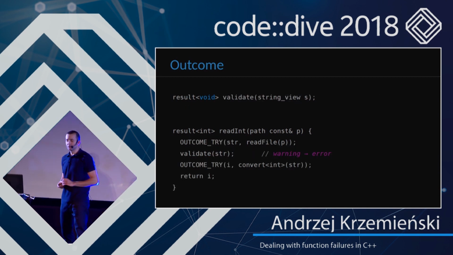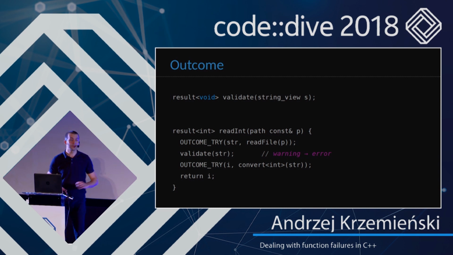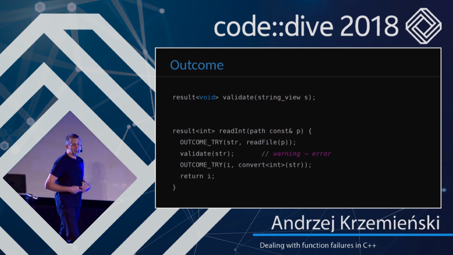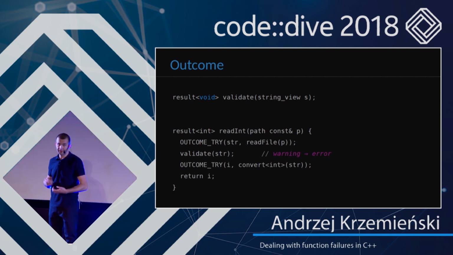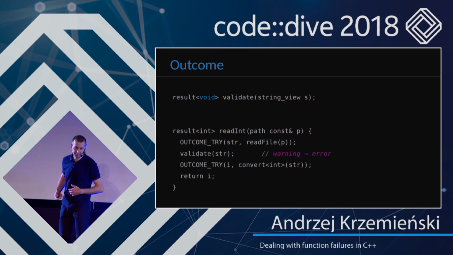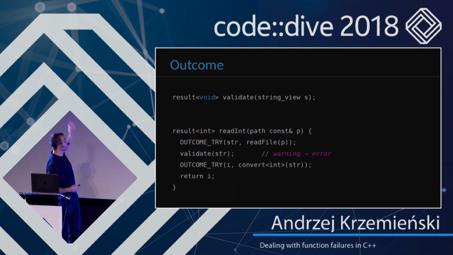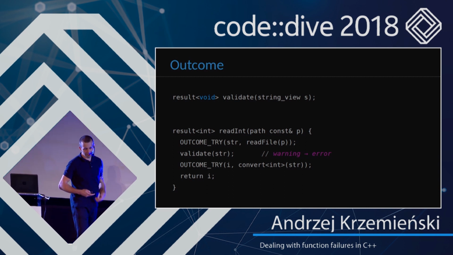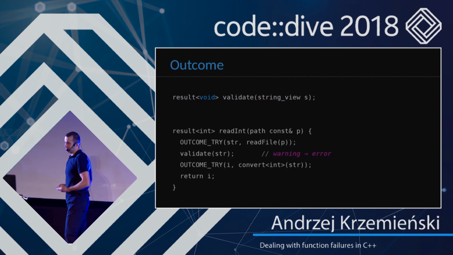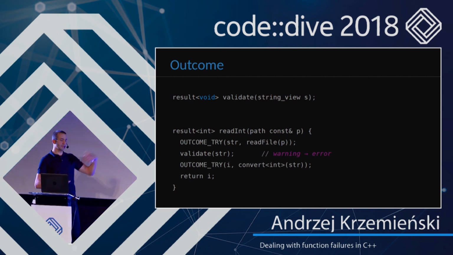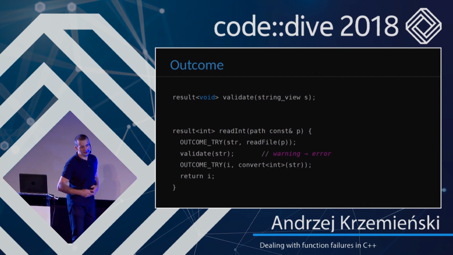Some functions do not necessarily return anything, but they can still fail, and this needs to be represented. For this, you can use result of void. And if you just call it blind, the compiler will protest because this result is marked as no discard. You cannot just forget, not read the value.